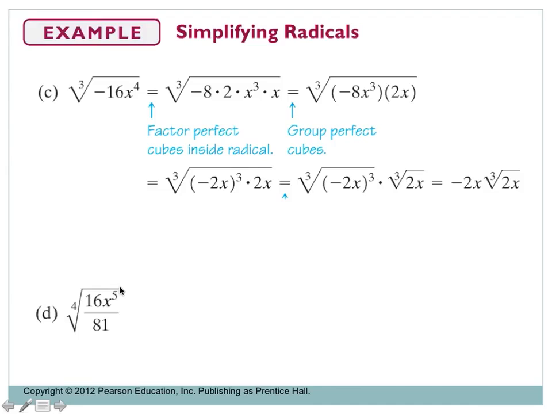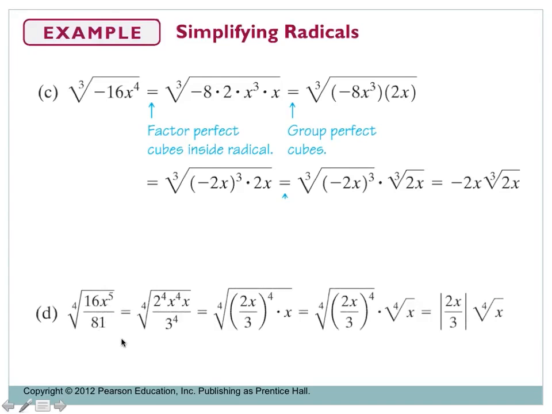All right, let's do one that doesn't look so nice again. So let's do the 4th root of 16x to the 5th over 81. Again, we want to look for perfect squares that fit inside of these. Now, this one is actually pretty nice because 16 can be rewritten as 2 to the 4th, and 81 can be rewritten as 3 to the 4th.